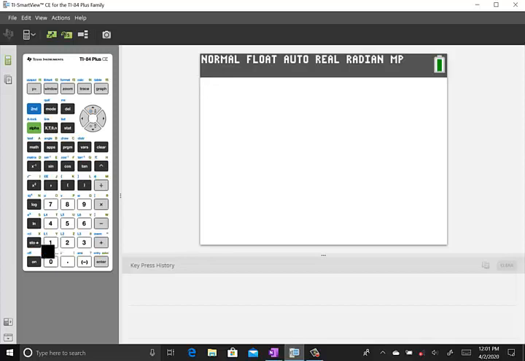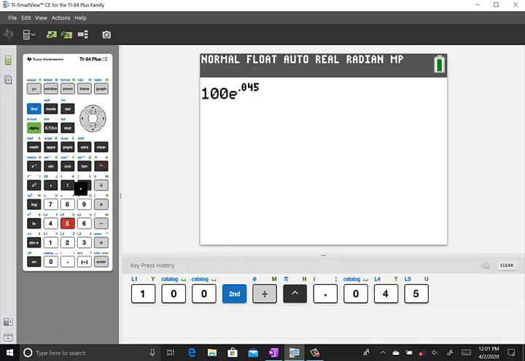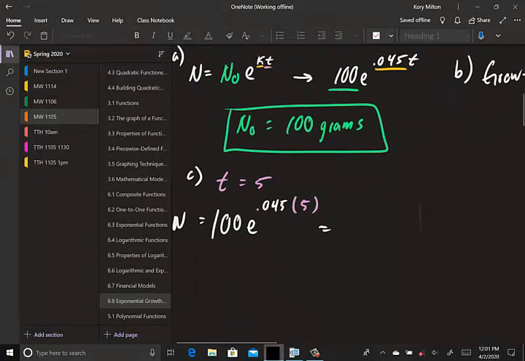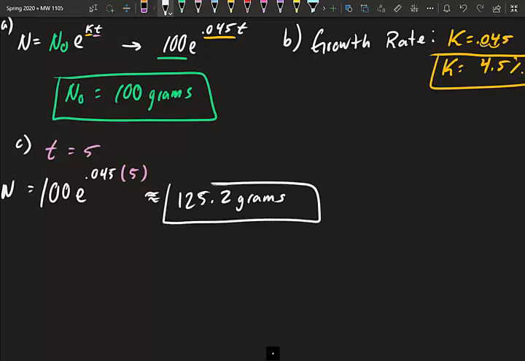Alright, so let's plug this in. We have 100 E. E is second divide. That's how you get the little e. To the power of 0.045 times time, which is 5. And we get 125.23. So on the test and on the homework, I tell you exactly where to round. Here I don't, but it is approximately 125.2 grams. So after 5 days, you have 125.2 grams of this bacteria.